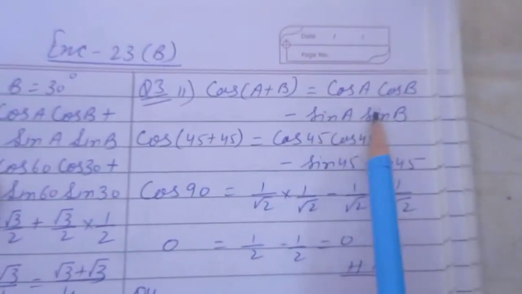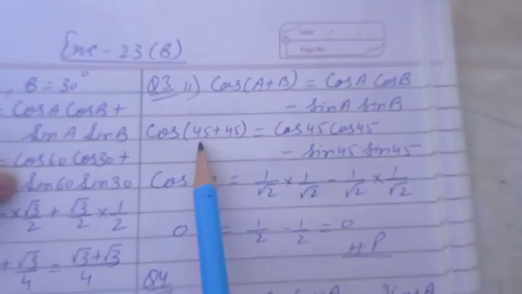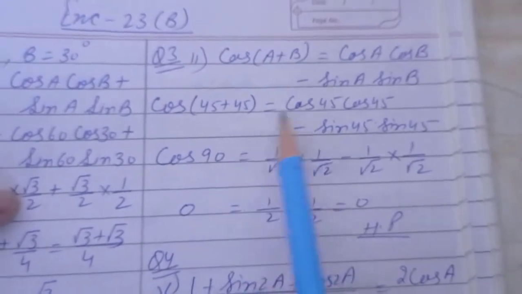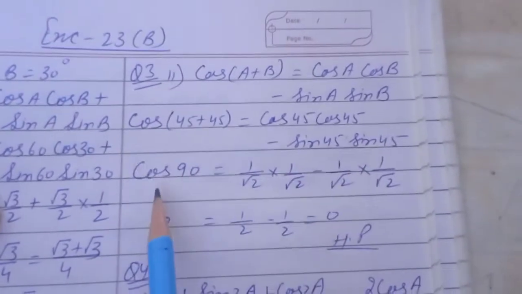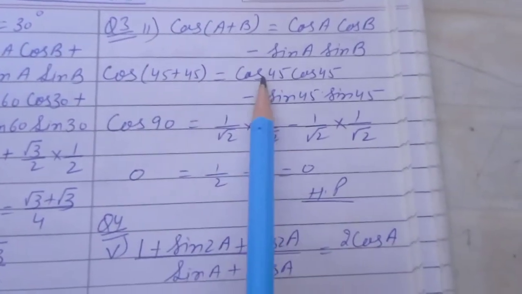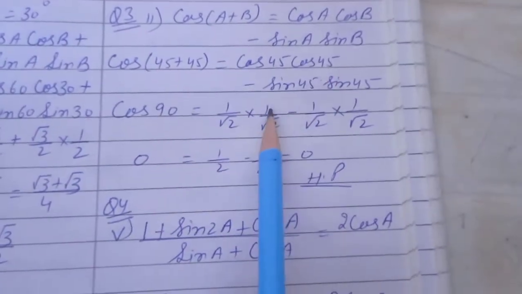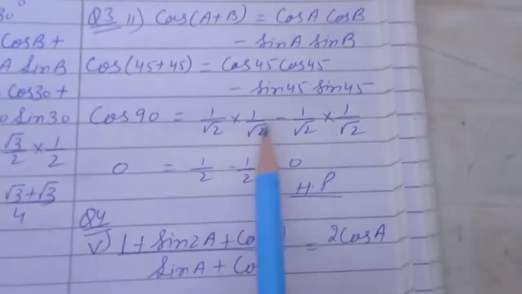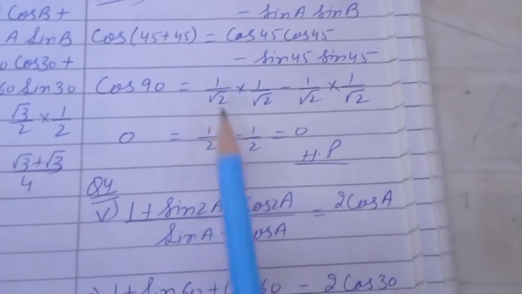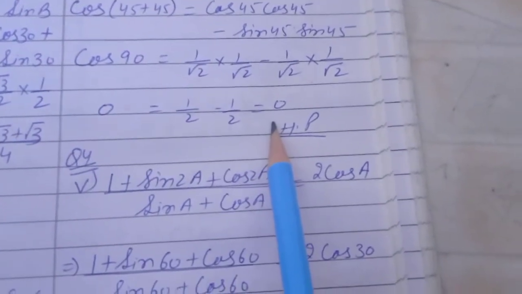Question, second part. The values of A and B are both 45 degrees. Clear? So put the values where A and B are. Now this will become cos 90, that is 0. Cos 45 is 1 by root 2, cos 45 is 1 by root 2. So both the values are exactly the same. They will get cancelled with each other. You are left with 0.